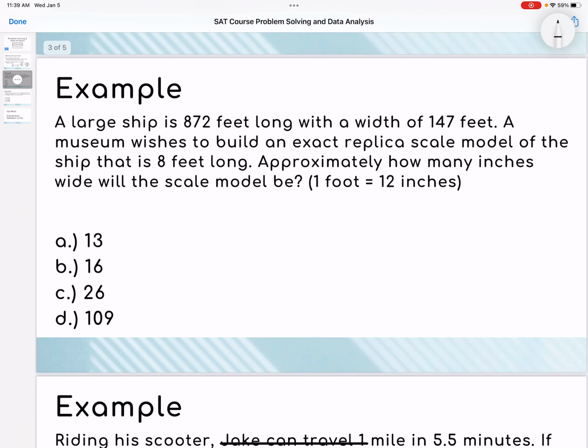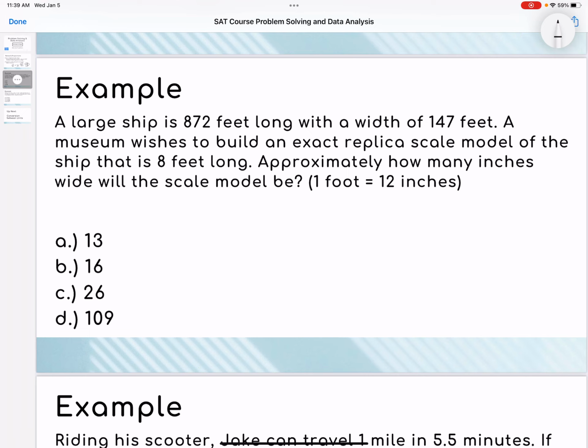All right, so let's get a couple examples here of how you'll see ratios and proportions on the SAT. So this one says that a large ship is 872 feet long with a width of 147 feet. A museum wishes to build an exact replica scale model of the ship that is 8 feet long. Approximately how many inches wide will the scale model be?